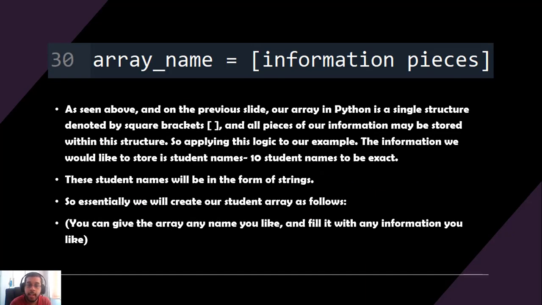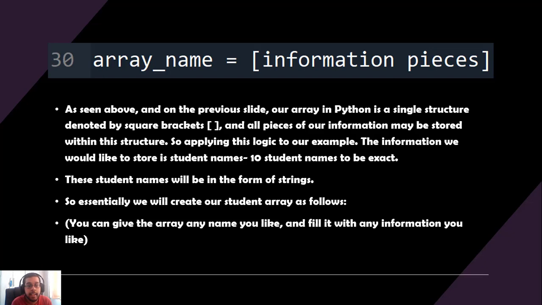As seen above and on the previous slide, our array in Python is a single structure denoted by square brackets, and all pieces of our information may be stored within this structure. So applying this logic to our example, the information we would like to store is student names, 10 names to be exact. These student names will be in the form of strings. So essentially, we will create our student array as follows.